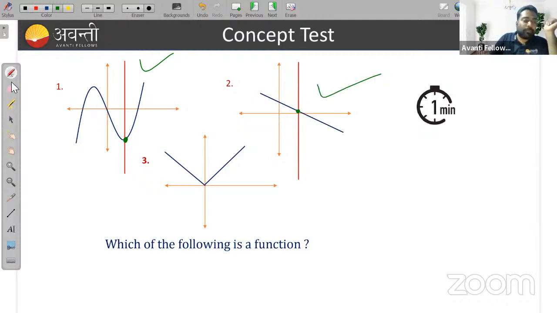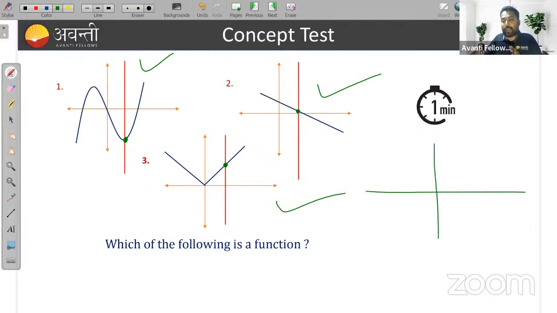But in the third case, what is happening? Let's see. If I am drawing a vertical line for the third question, it is also intersecting the given graph at a single point, right? That's why it is also a function. So all of the given graphs are functions. When can we not say it is a function? Suppose in this way, I will take an example here. If I draw a vertical line here, it is intersecting the given graph at 2 points, right? For a single value of x.